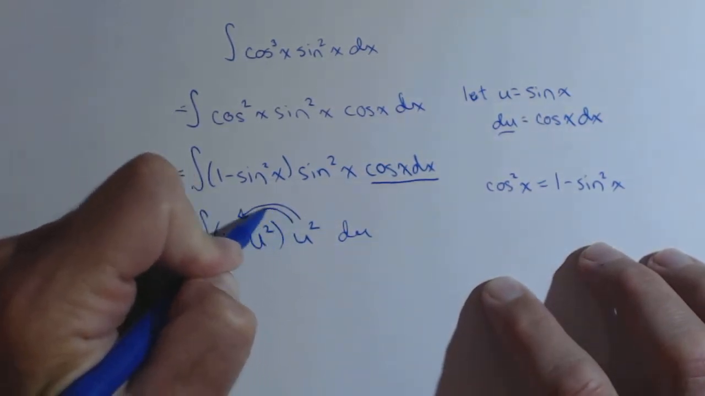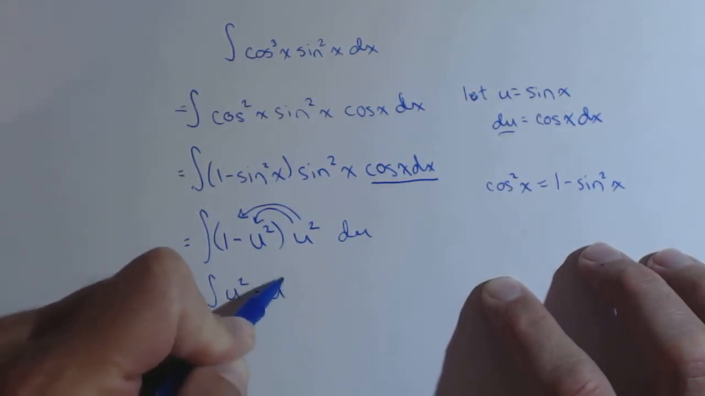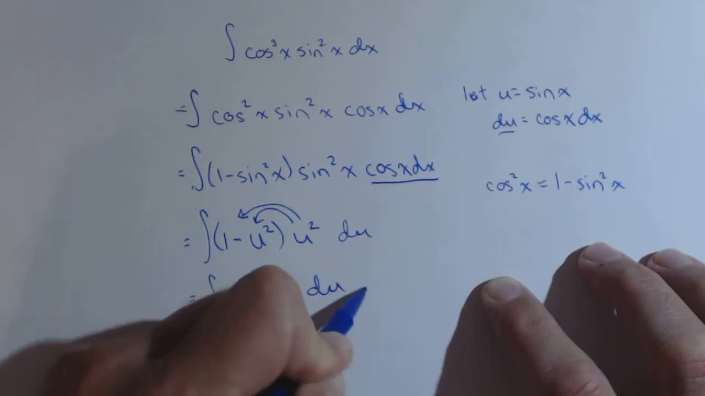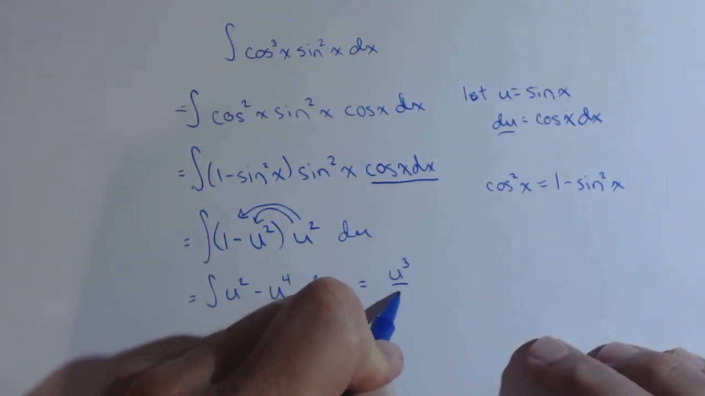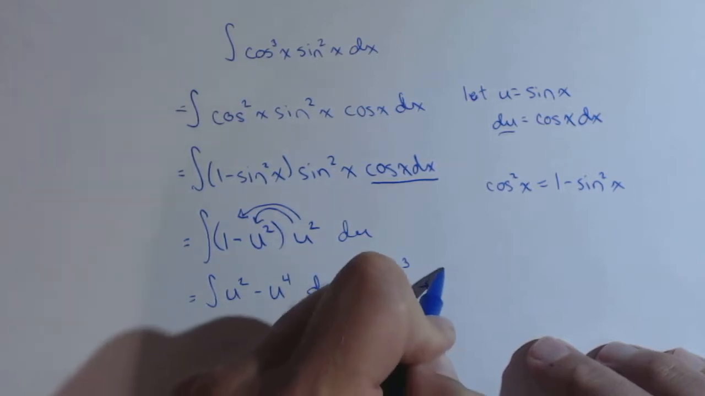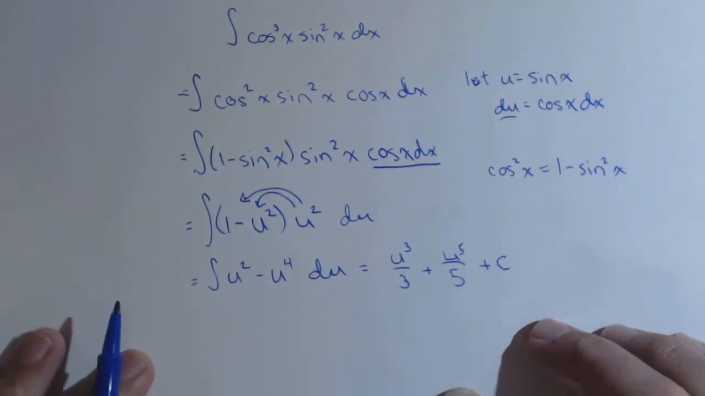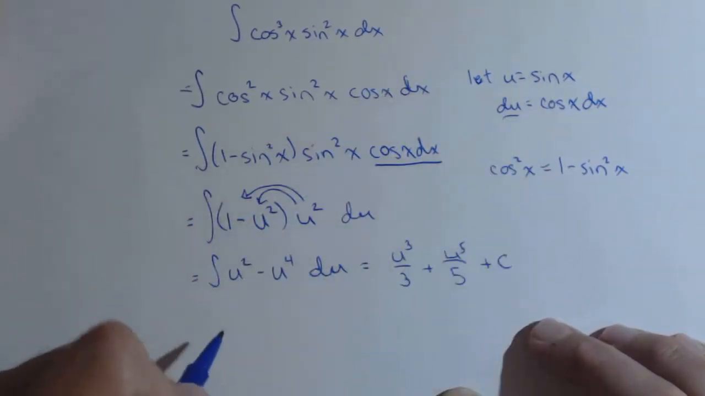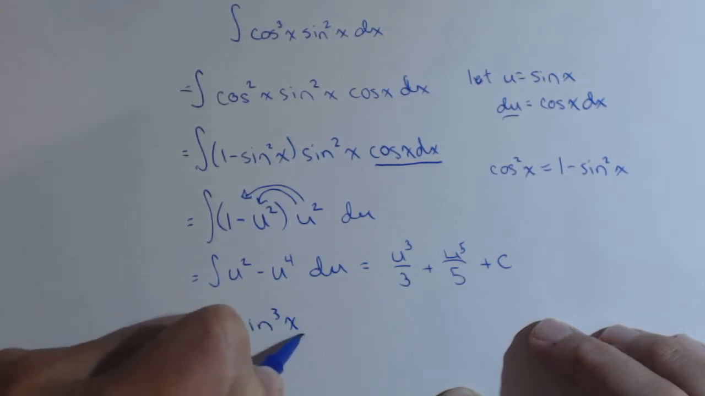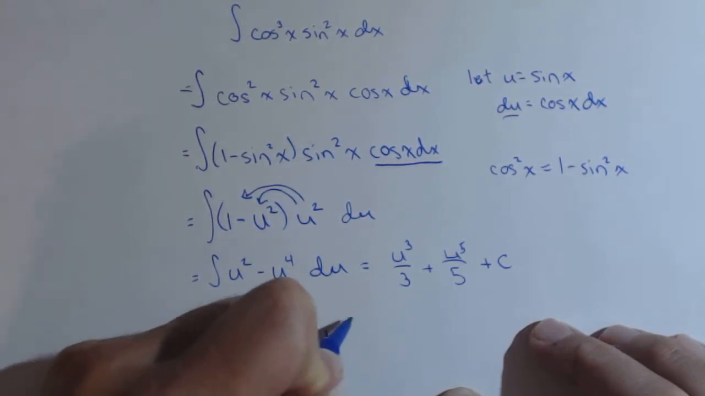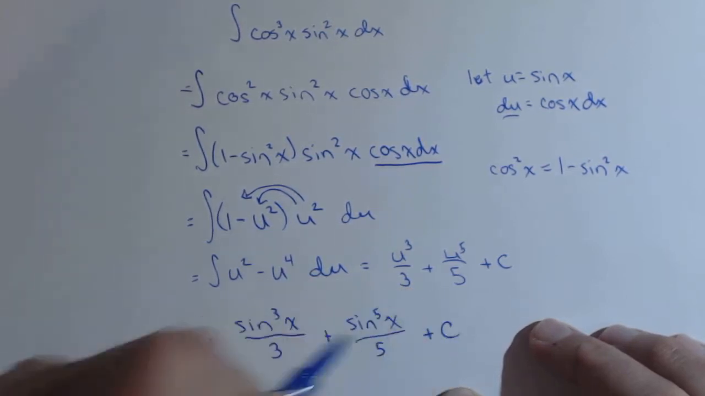Pretty basic integral, actually. We're going to distribute the u, and we'll have u squared minus u to the fourth du, which we can do piece by piece. So we get u cubed over 3 minus u to the fifth over 5 plus c. And our last step is to substitute back in our sine. So we have sine cubed x over 3 minus sine to the fifth x over 5 plus c.